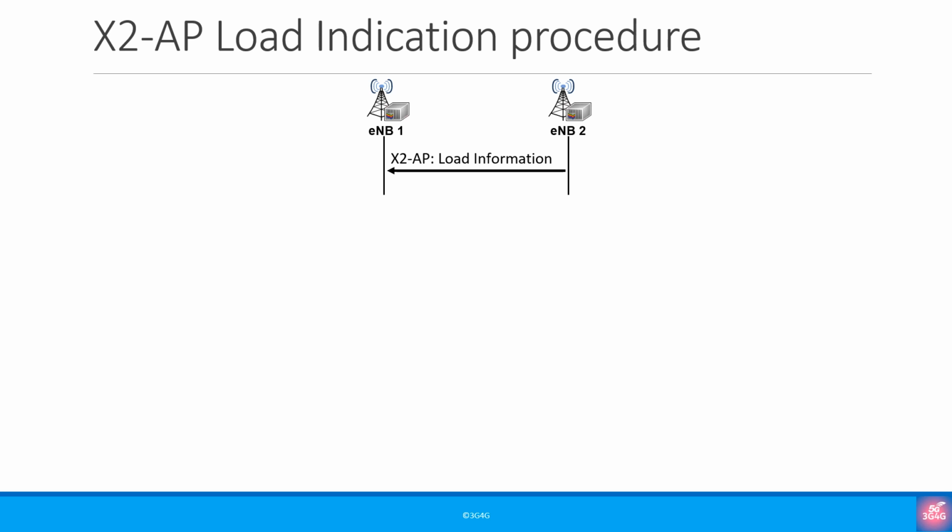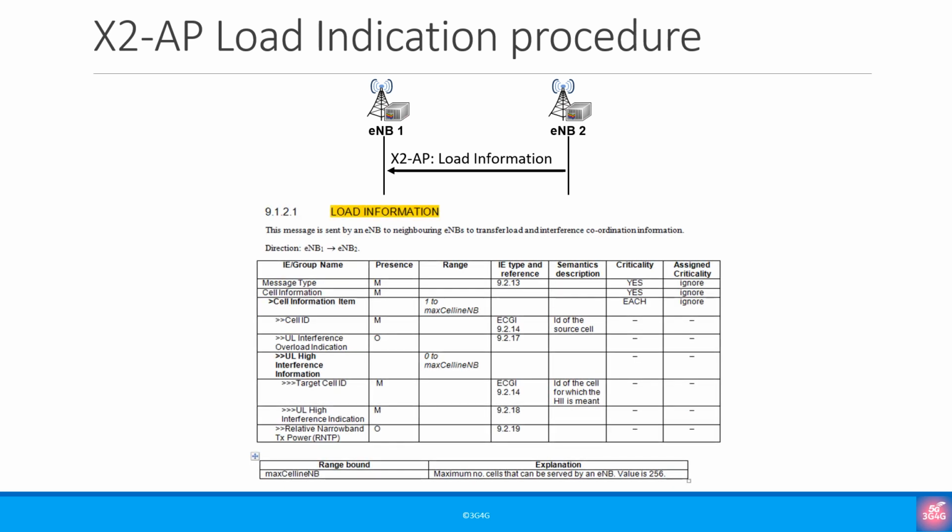In LTE, eNode Bs exchange load information messages over the X2 using the X2 application procedure messages. The purpose of the load indication procedure is to transfer load and interference coordination information between the eNode Bs controlling intra-frequency neighbor cells. In the message, an eNode B can include three information elements for each cell that it is controlling. The first describes the transmitted power in every downlink resource block. The neighbor can then use this information in its scheduling procedure.